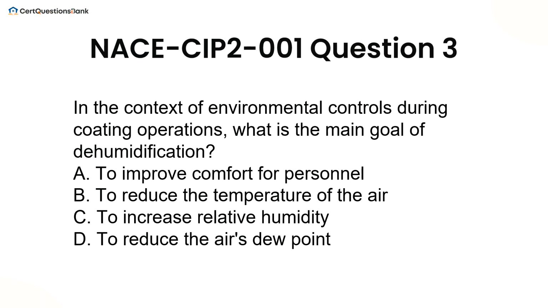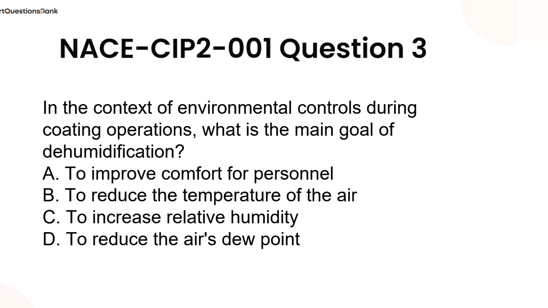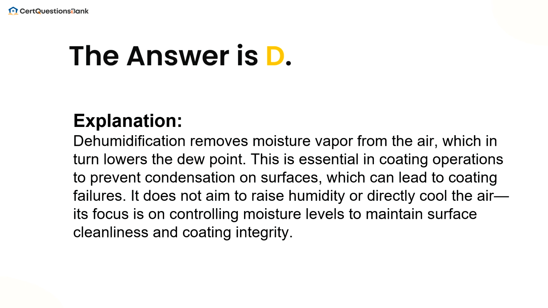In the context of environmental controls during coating operations, what is the main goal of dehumidification? A. To improve comfort for personnel. B. To reduce the temperature of the air. C. To increase relative humidity. D. To reduce the air's dew point. The answer is D.